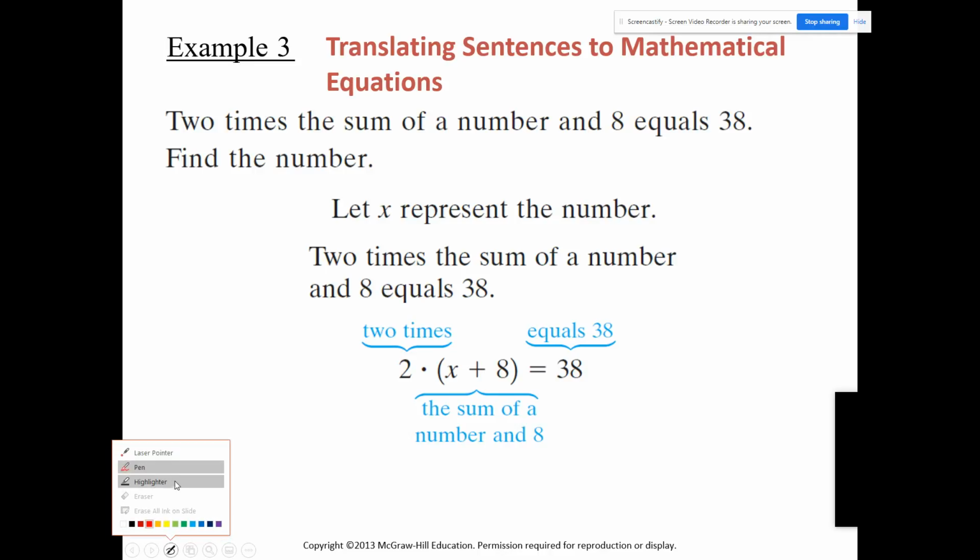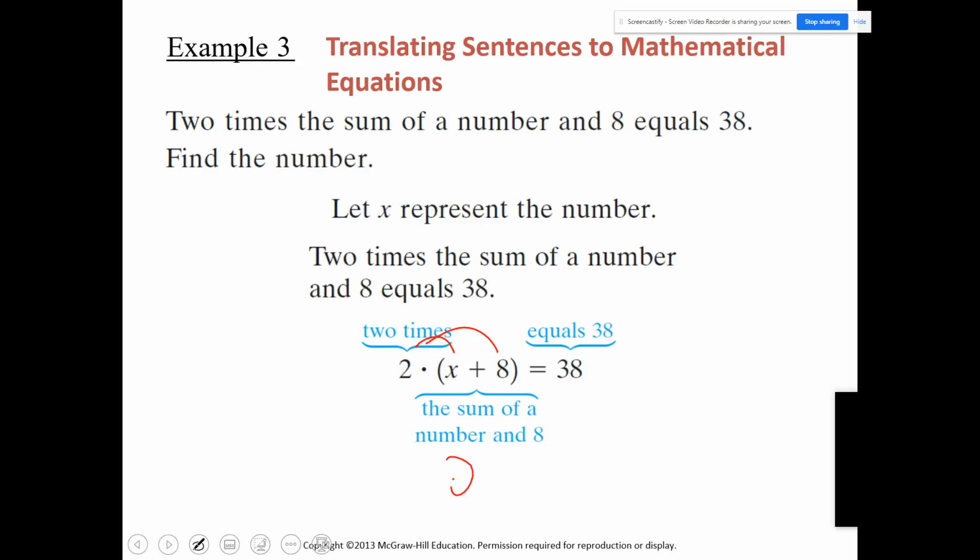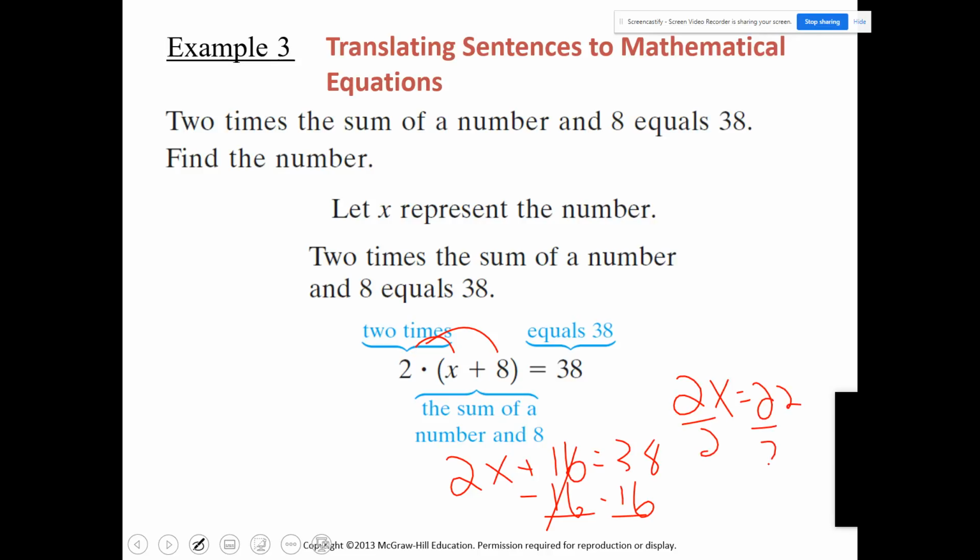All right, now we want to solve it. So we're going to distribute, and we're going to get 2x plus 16 equals 38. We're going to minus 16 on both sides. And we're going to get 2x equals 22. Divide by 2. And we get x equals 11.